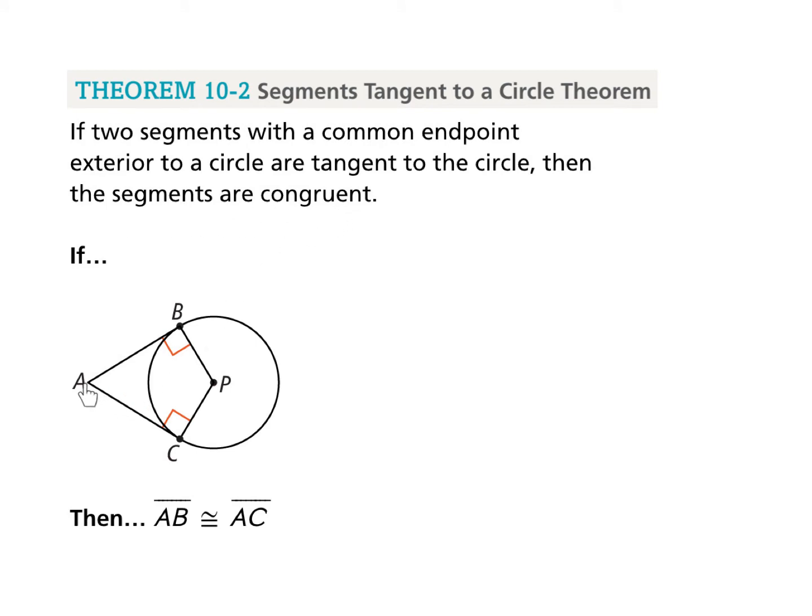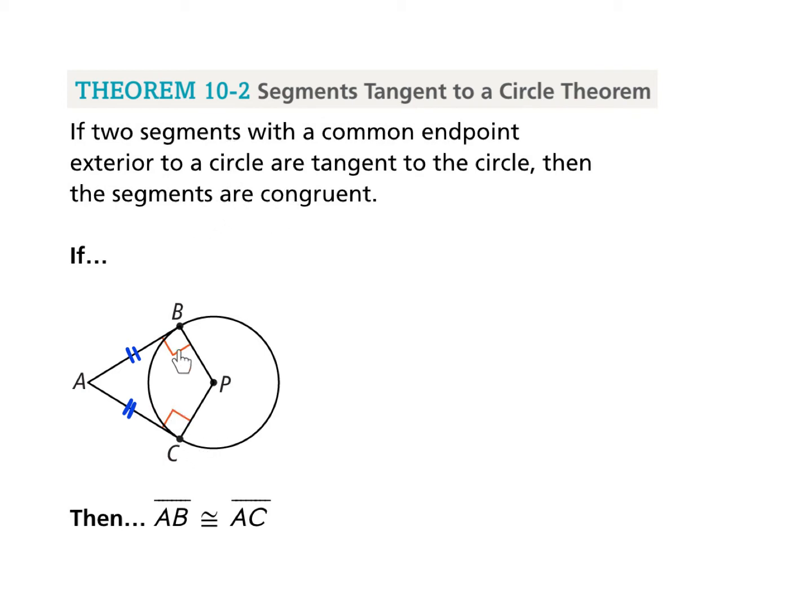So if I look out here and I see that I have segment AB and segment AC, and since segment AB and segment PB are perpendicular, it means that this is a tangent. And since segment AC and segment PC are perpendicular, it means this is also a tangent. So these two segments are both tangent to this circle, and they both start at point A. In that case, segment AB and segment AC would be congruent to each other. So we could mark those congruent, and that's what this theorem is saying.